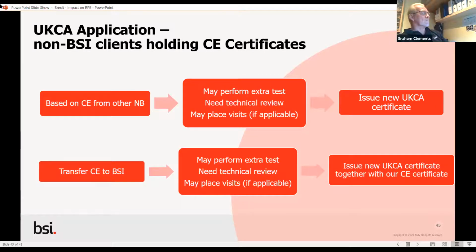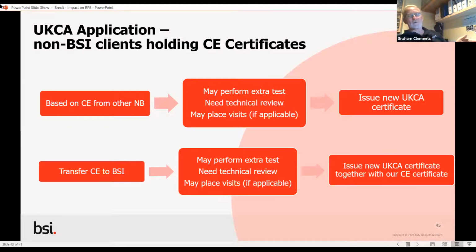So if you come from another notified body, so you've got a CE from another notified body, and you come to BSI, we may perform extra tests. That point really is where you have a certificate that is to an old standard and the designated standard is to a newer version of that standard, then clearly we have to issue that certificate using the current designated standard. So in that sense, there may be a test.